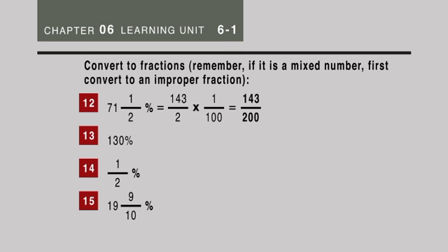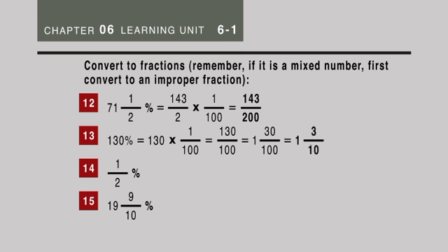130%, drop the percent sign, you have 130 times 1/100 equals 130/100ths, and we can change that into 1 30/100ths and reduce it to 1 3/10ths. Number 14 is 1/2%. You drop the percent sign, you take 1/2, multiply it by 1/100, and you end up with 1/200.